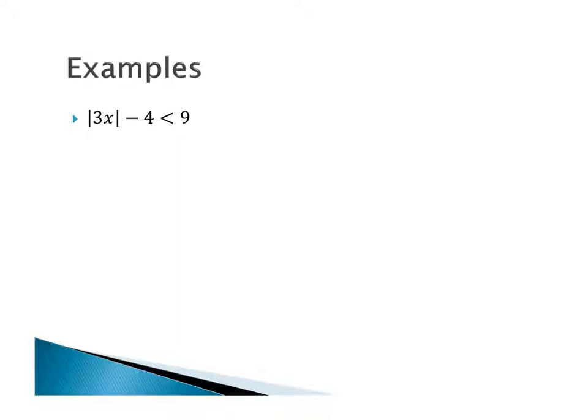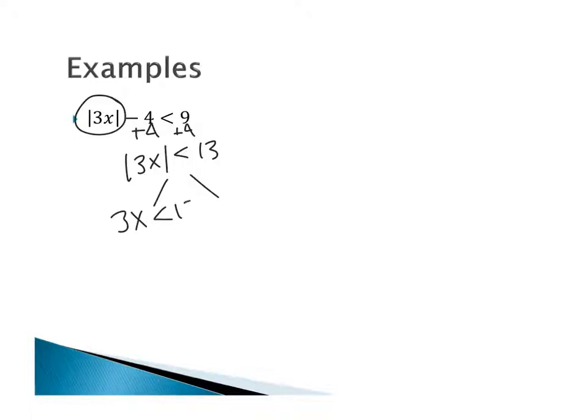Same thing, I need to get my absolute value by itself. So I'm going to add 4 to the other side, plus 4, plus 4. I get the absolute value of 3x is less than 13. Now that I have my absolute value by itself, I split it into 2, so I get 3x is less than 13, and 3x is greater than negative 13. All right, cool. So now all I have to do is divide by 3, and I'll have my answer.